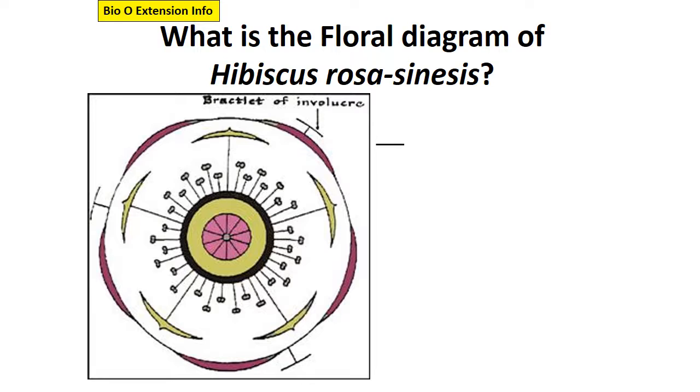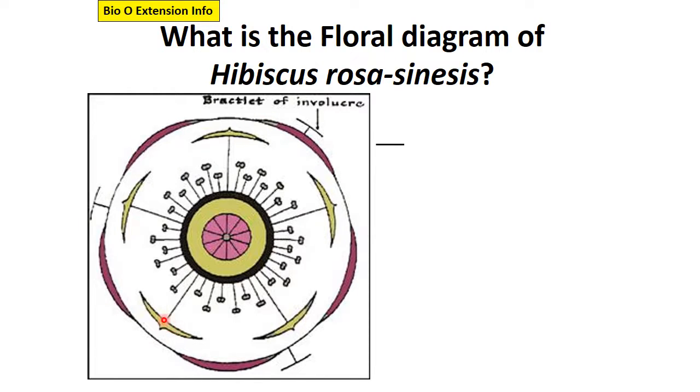Now this is another example. What is the floral diagram of the hibiscus? This is the floral diagram of the hibiscus, one example. Very clearly, in the hibiscus, the petals are the ones on the outer ring, which is this. These are the petals, the outer wall.